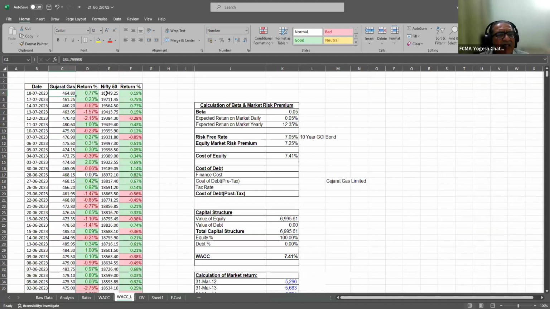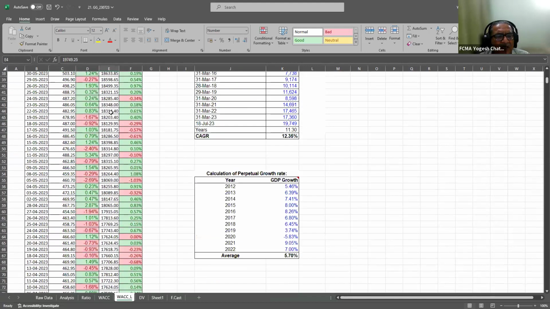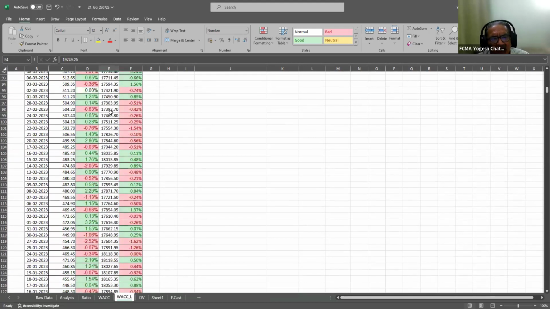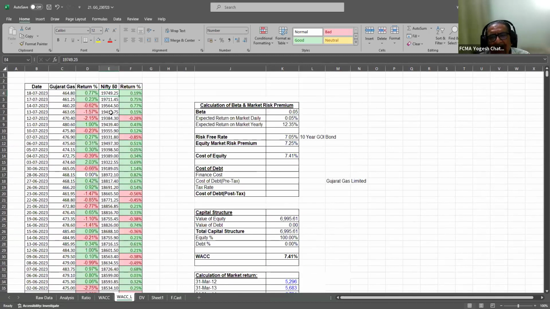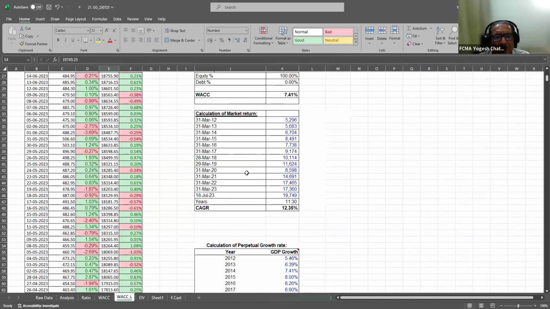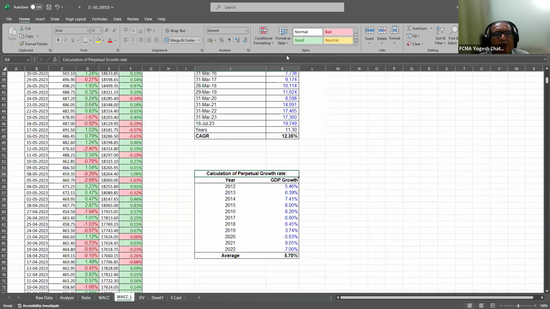And similarly, I have taken the Nifty 50 figure, again for a period of 5 years. So based on this data, how to compute the weighted average cost of capital, that we will see. This will be our input. So we will start with the perpetual growth rate.